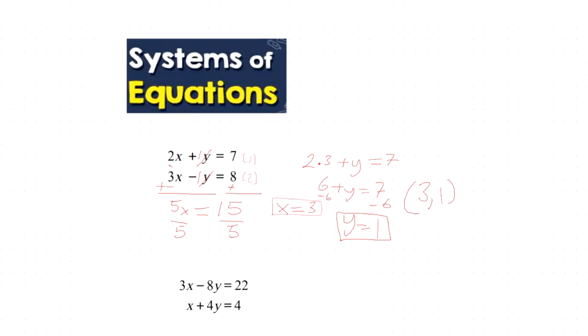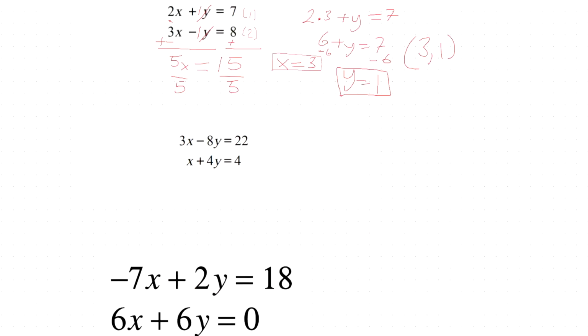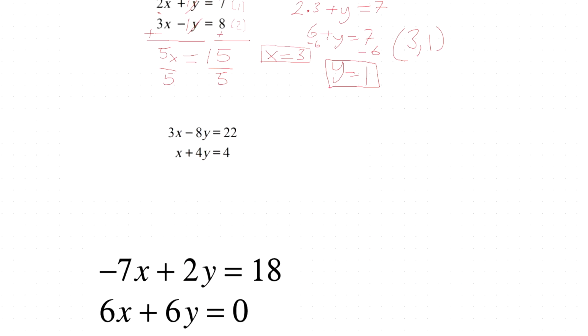Okay, we can move on to the next question here. We have 3x minus 8y equals 22, and x plus 4y is equal to 4. In this case, we don't have equal coefficients. The coefficient of x is 3 in the first equation, and in the second equation it is 1. The coefficient of y is negative 8 and positive 4.